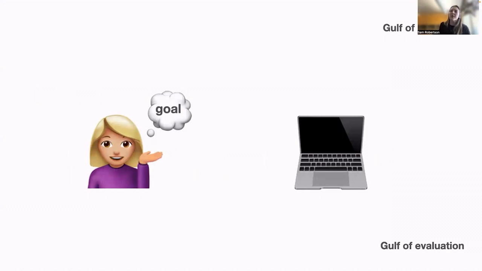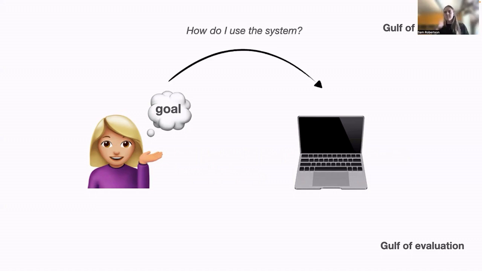So to demonstrate why this is so hard, I'm going to introduce one more concept that we use a lot in HCI, and that's the gulf of execution and the gulf of evaluation. So say we have a user here, and they have some goal, and they've been given a system that they've been told is going to help them achieve this goal. Now, what do we need to figure out if we're the user to use the system to meet our goal? First, we need to ask, how do I use this system? How do I express my goals to it in a way that it's going to understand?